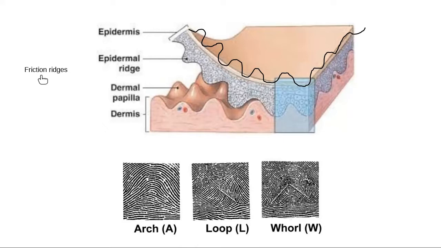Those ridges are called friction ridges, or in easy person words, they're called your fingerprints or your toe prints. So there's 3 different patterns that we can see in our fingerprints. It's this arch pattern where we go up and down, kind of arch around it. There's the loop pattern where there's a specific place that everything loops around. And then there's the squiggly whirl pattern that you see there.